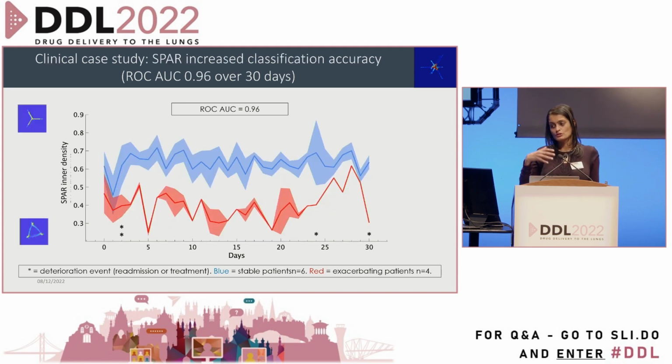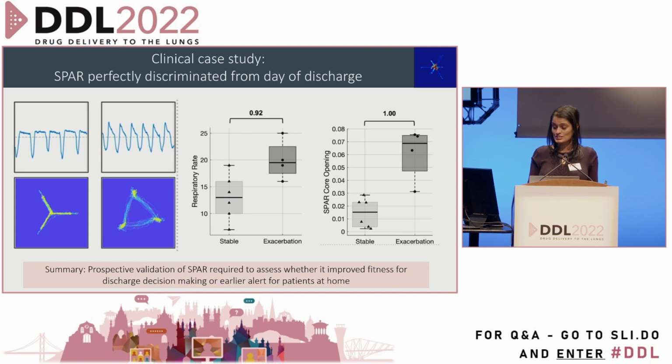However, if you use our method and look at opening on the same data, it just amplifies it and allows you to classify much more accurately, 0.96. So that's over the 30-day monitoring period. If you look at day of discharge, it's even better.